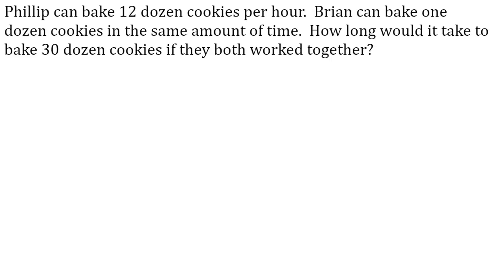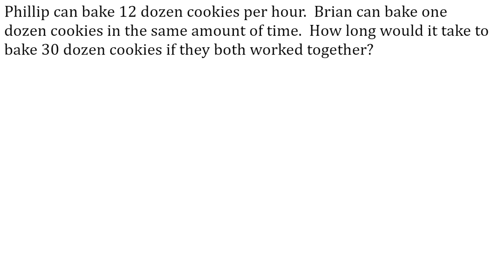In this lesson, we are calculating the rates when people work together. So let's take a look at what that means. This example says, Philip can bake 12 dozen cookies per hour. Brian can bake 1 dozen cookies in the same amount of time. How long would it take to bake 30 dozen cookies if they both work together?